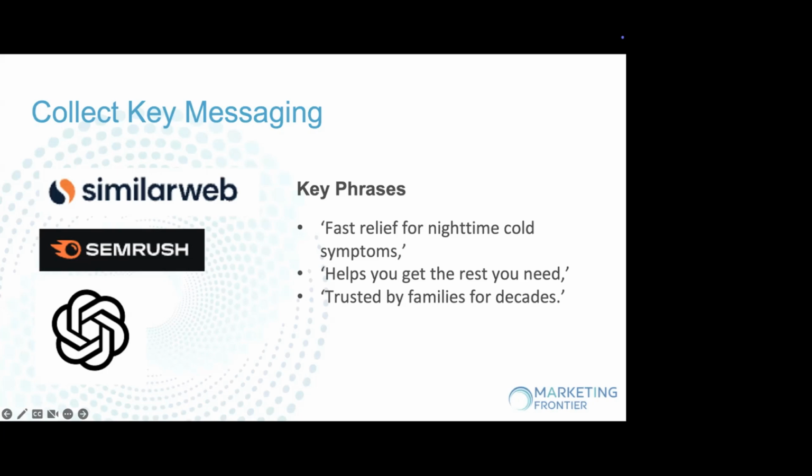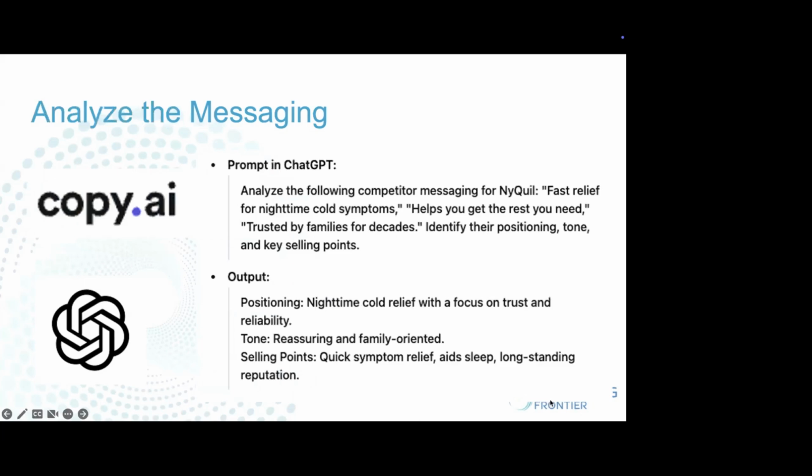All right, so the next step, we've collected the key messaging, is we are going to analyze the messaging. So this is the prompt, and feel free to do screen grabs or whatever makes sense to you here. The prompt in GPT: analyze the following competitor messaging for NyQuil, and we put in everything that it surfaced before, and identify their positioning, tone, and key selling points. And voila, we get a very nice looking output that says, NyQuil really focuses on nighttime cold relief with a focus on trust and reliability. Their tone is reassuring and family-oriented. Selling points: quick symptom relief, aids sleep, long-standing reputation.